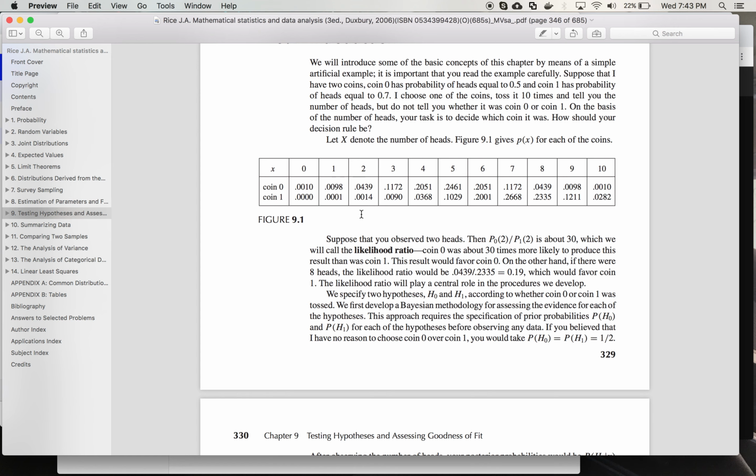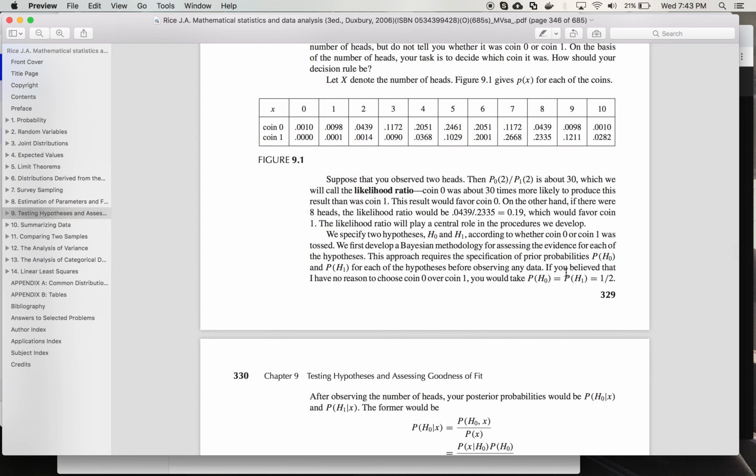The likelihood ratio here is just a ratio between the values that we get. We can take the values directly from the table. If we consider 2 heads, it's the probability under coin 0 of getting 2 heads divided by the probability under coin 1 of getting 2 heads, and it comes to about 30. This tells us that coin 0 was more likely than coin 1. This is the basis of the likelihood ratio.